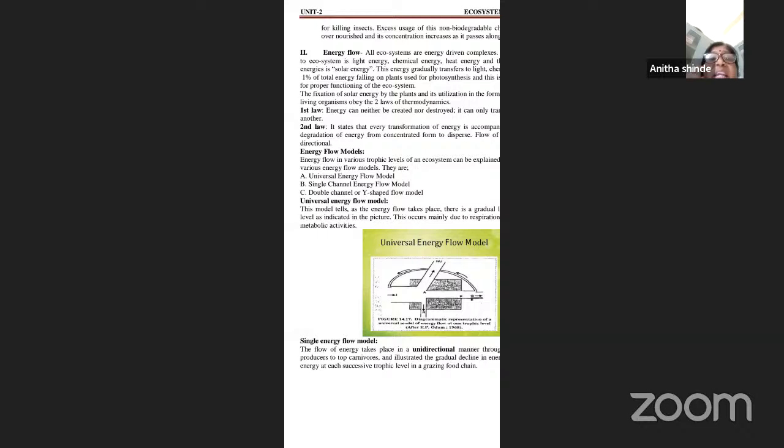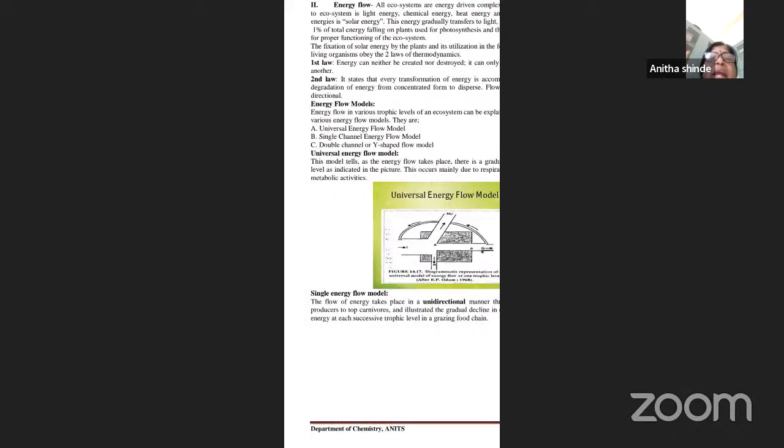Regarding the energy flow models, the energy flow in the various trophic levels of an ecosystem can be expressed by various models: the universal energy flow model, the single channel energy flow model, and the double channel or Y energy flow model. This is not required, you can just mention the energy flow models.